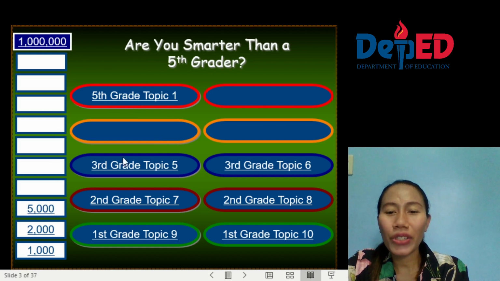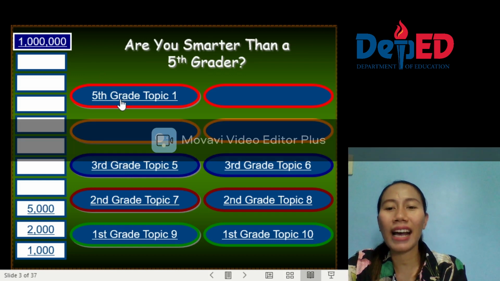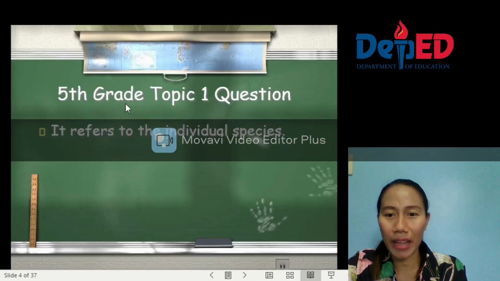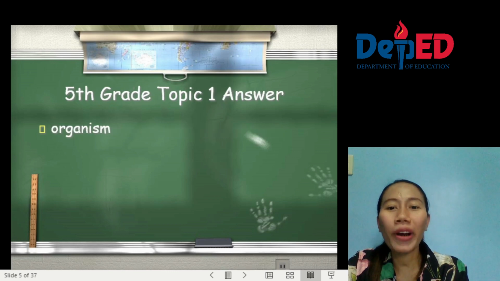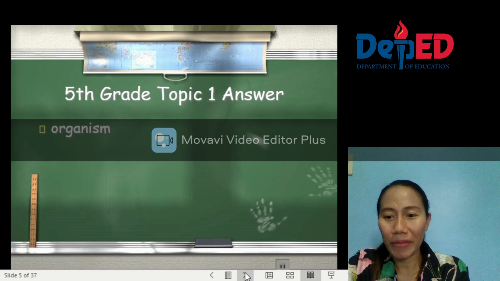Now let's move on to another question. Which one do you like? Okay, you like fifth grade. Now let's have a fifth grade topic. It refers to the individual species. What do you think is the answer? Let us check your answer. The answer is organisms. Very good. Organism is the correct answer.